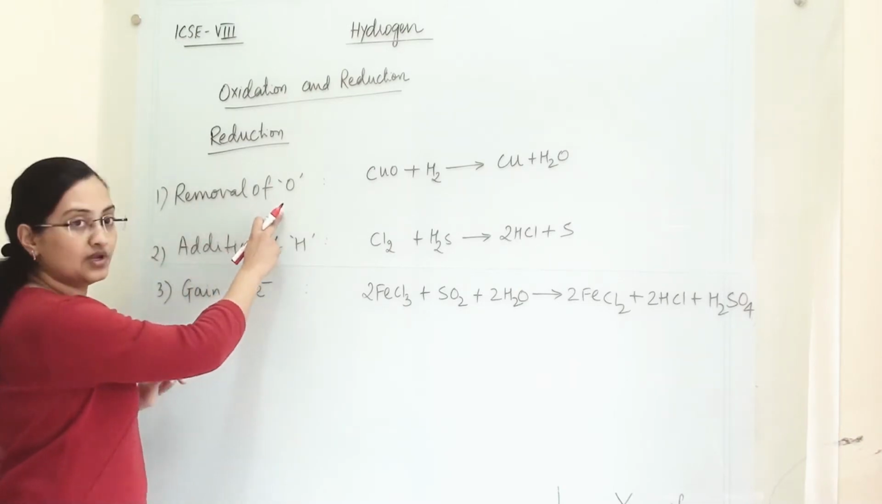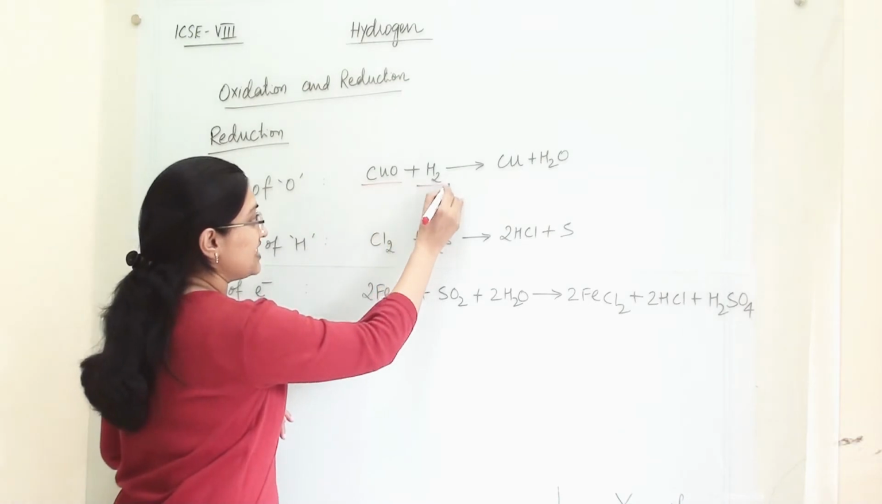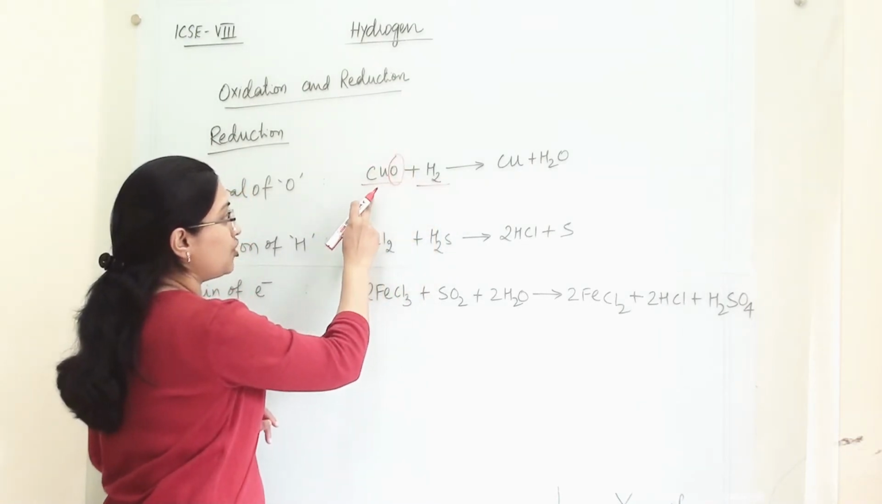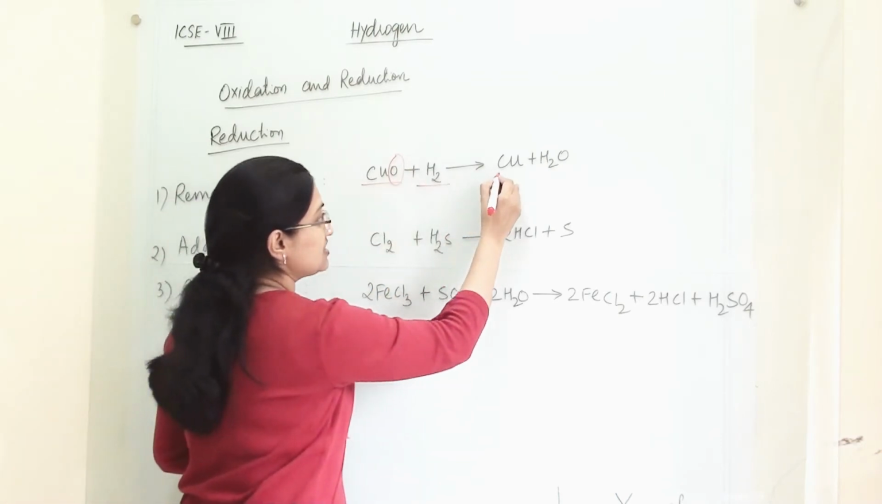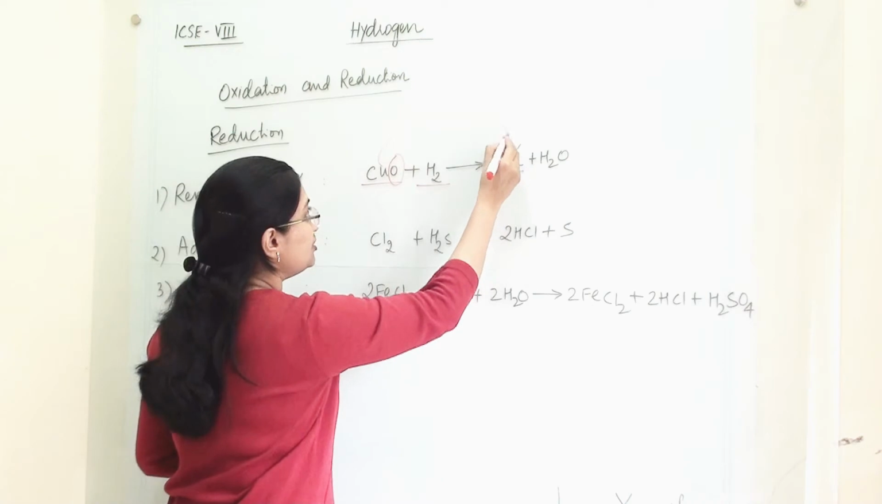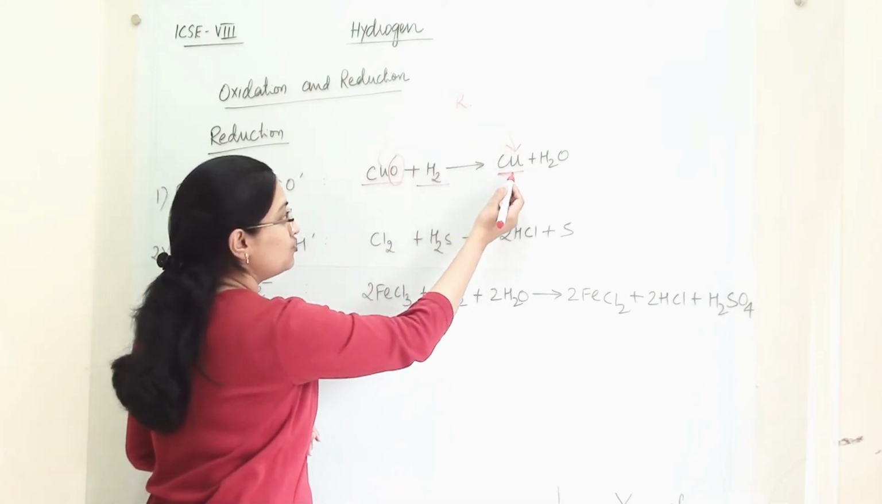First is removal of oxygen. So copper oxide is there. When it is reacting with hydrogen, the oxygen is removed from copper. So it is termed as reduced. So copper is being reduced here. Why? Because oxygen is removed from it.